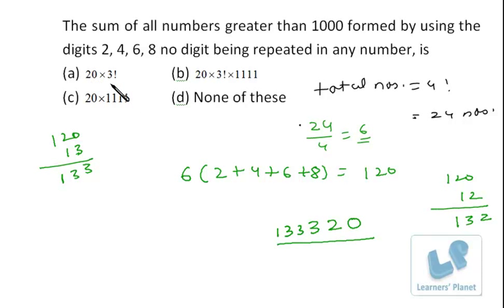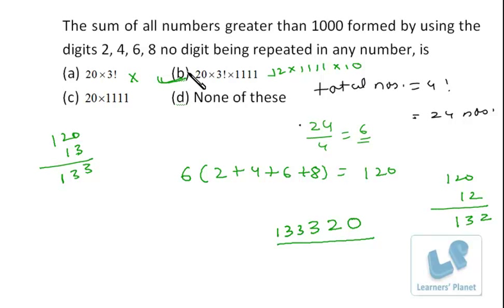This is 20 into 6, 120, so it's incorrect. This is 20 into 6, 120, that is 12 into 1, 1, 1, 1 into 10. So that's 13320. So this is the correct answer, right? So the method which I discussed over here is a bit lengthy, but if you practice well, you'll be able to save some time, right?